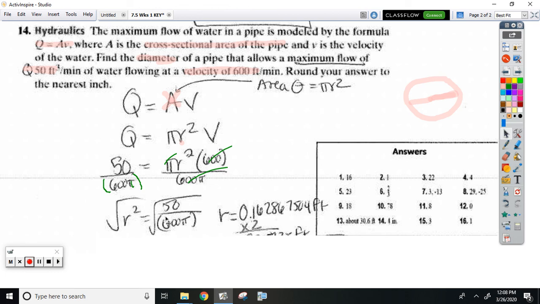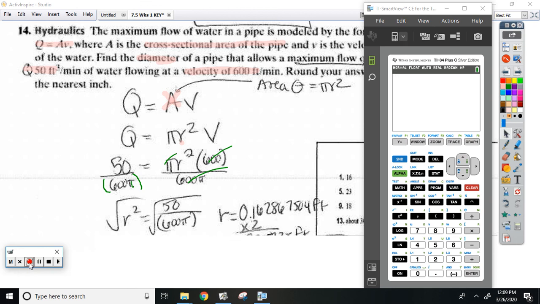And then I believe I just waited till the end to type it in the calculator. I then undid my squaring with a square root on both sides. And then I typed this whole thing into my calculator, which actually I can do real quick. All right, so in my calculator, I would just need to press my square root button. 50 divided by, and as I said, we do need to put parentheses around the denominator, 600 pi. We get this answer. Now remember, that's our radius, so I jotted that down.